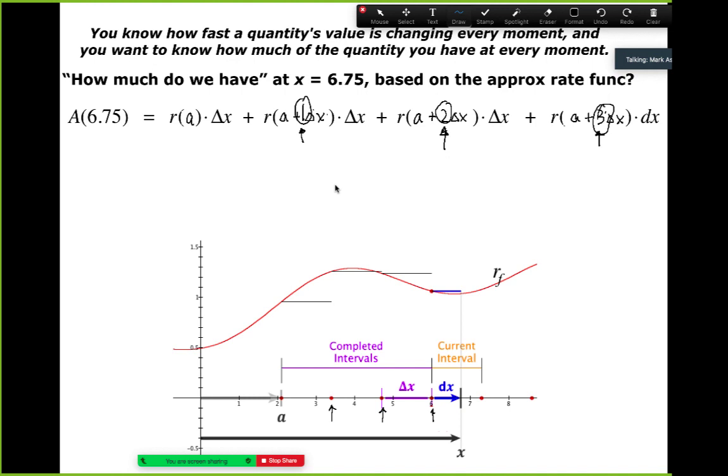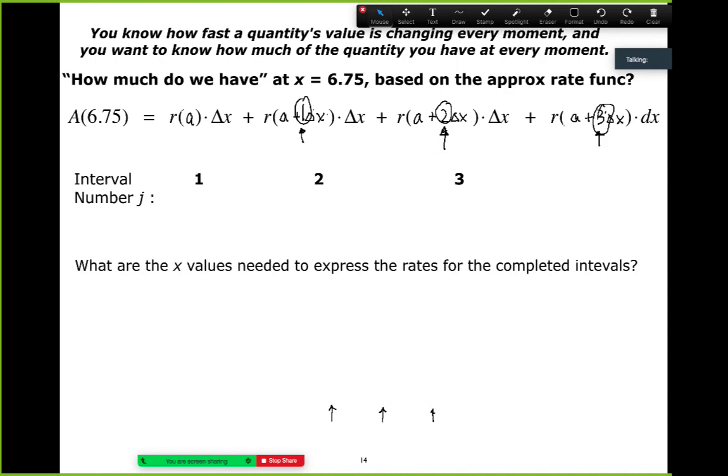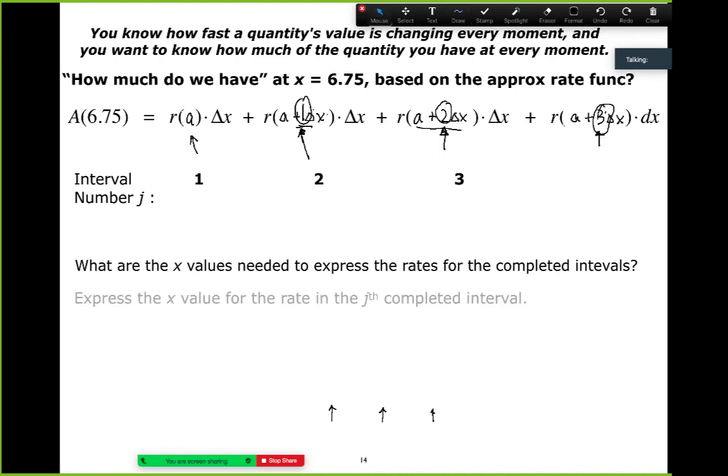So if we want to generalize that, right? We know that in the first interval we had a plus 0 delta x. In the second interval, a plus 1 delta x to get to the start of the second interval. To get to the start of the third interval, it was a plus 2 delta x. So it's going to be, let's see here.